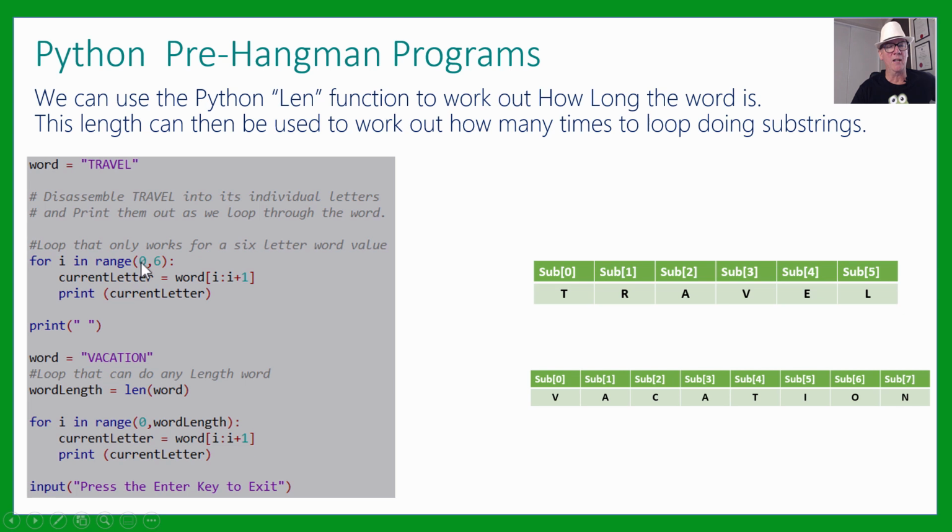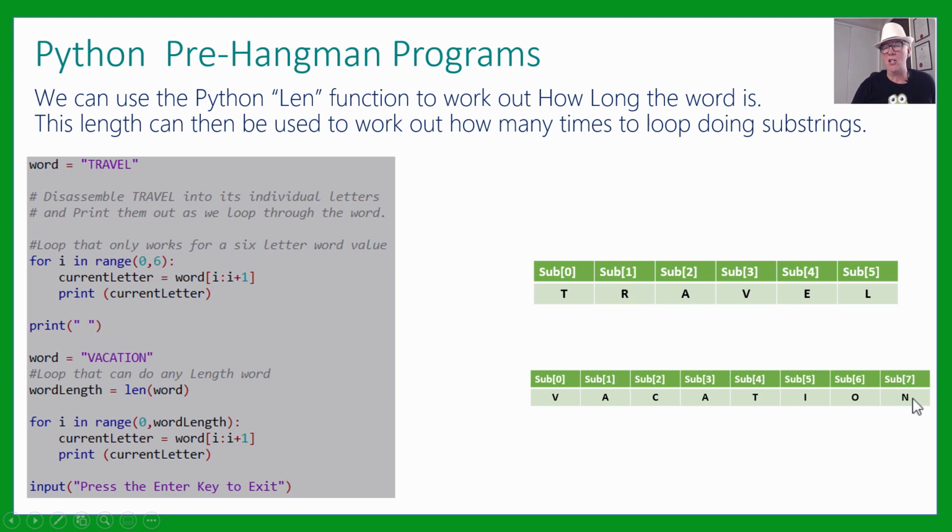And what we do is we say, starting at 0 and stopping when you get to 6, we need to get the current letter equals the word, that's the variable word, square brackets I plus 1. When we first start the loop, I will be 0, so it's going to get the T. When we go through the loop the next time, I will be 1, so it'll get the R, then the A, and then the V. You might not understand this, but trust me, it works.